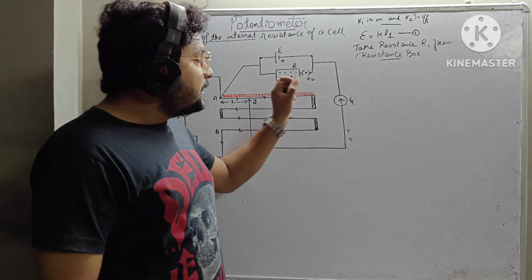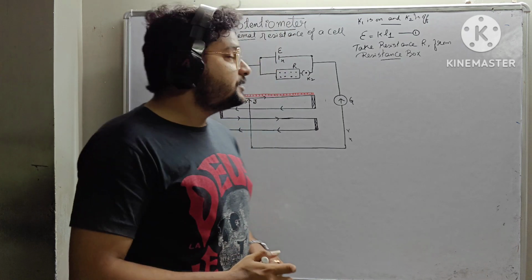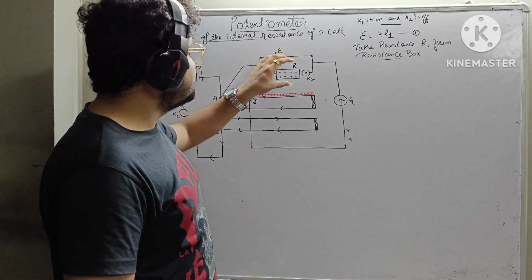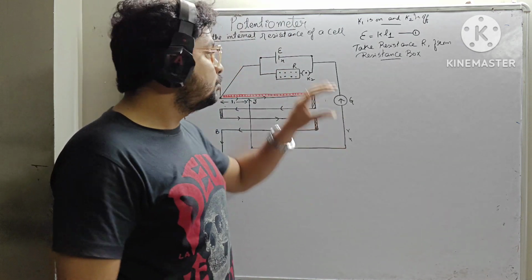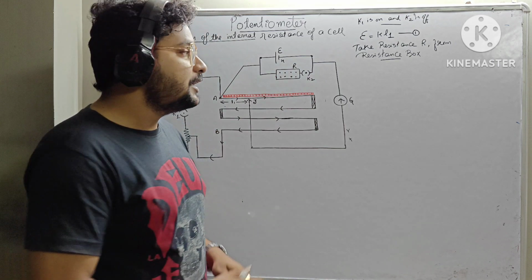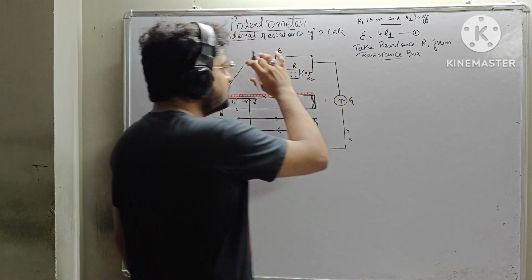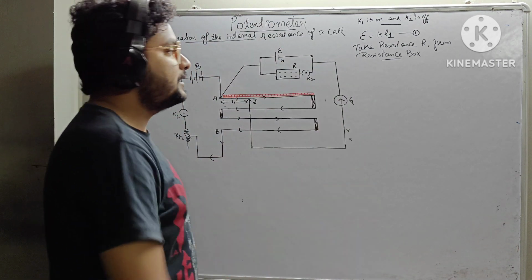Now once we have connected this key K2, that means both the branches are connected. Remember this one. Both the branches are connected. Now if you see this particular part, this is your secondary circuit. Okay, this is your secondary circuit.